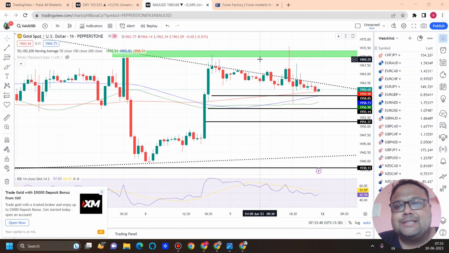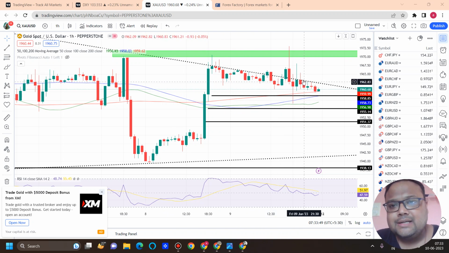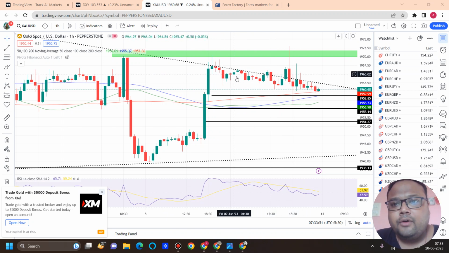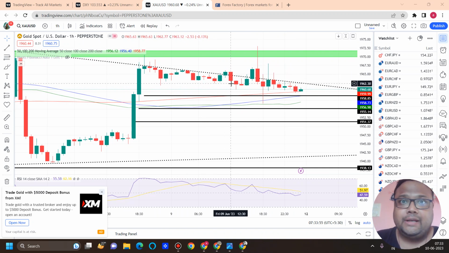And as you can clearly see, we have very big candles here, so we don't have any clarity. So as a result, it's better to avoid any position in this range here, as we don't have any clarity.